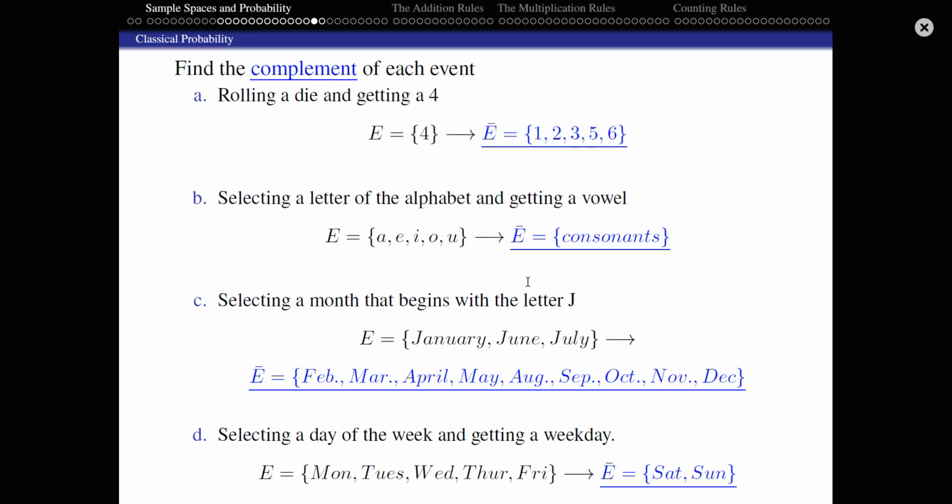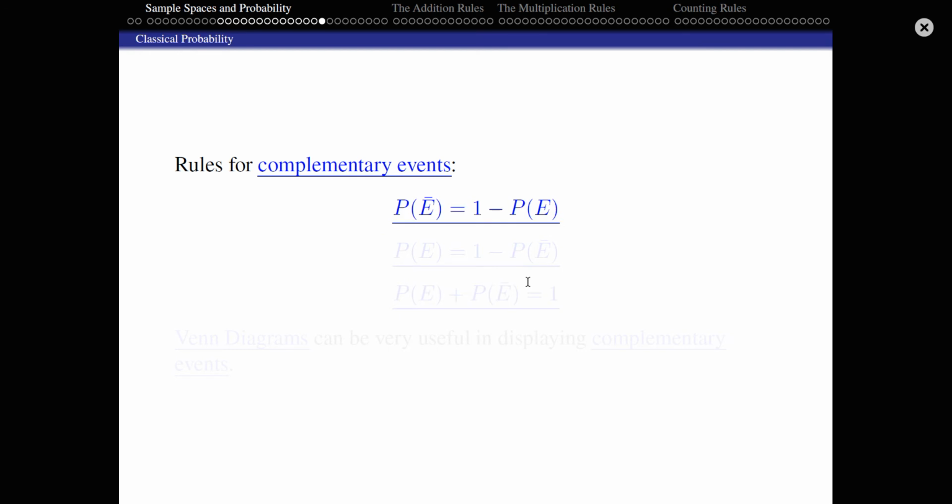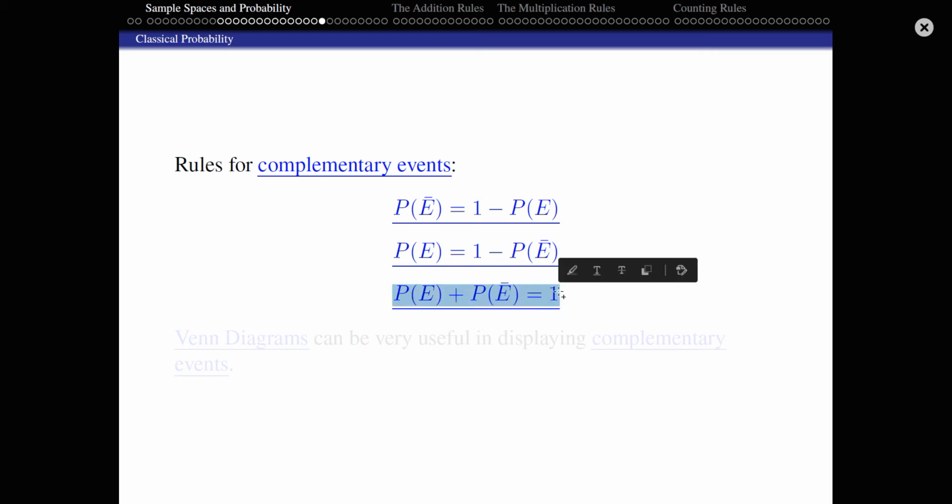So our rules for complementary events are going to come from the fact of this last one, actually, that if we combine the event E plus the complement of the event E, that's the entire sample space. So if we look at the probability of the entire sample space, that's just 1. It's certain to happen. So the probability of event E plus the probability of the complement event E is 1. And actually from this, we can calculate these top two.